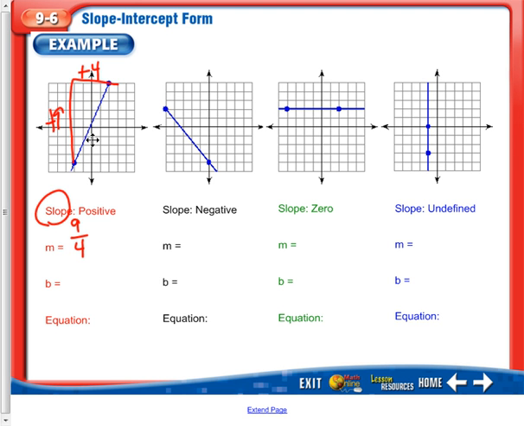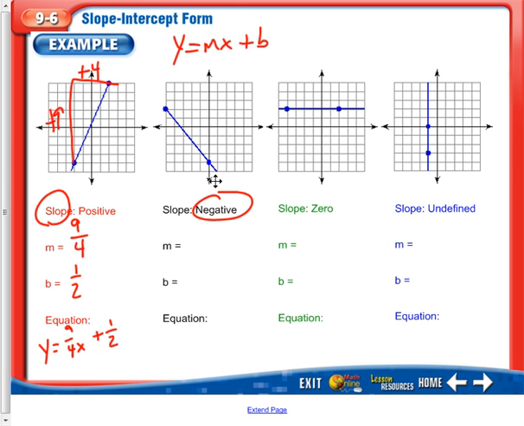For b, it crosses the y-axis just above the origin, somewhere in here. It's hard to tell exactly where it crosses the y-axis on this graph, but we can probably say maybe 1/2. So the equation is going to be y equals 9/4 x plus 1/2. Whatever your m is, it just plugs right in, because we're going with the equation y equals mx plus b. You're just plugging m in where it belongs and b in where it belongs.